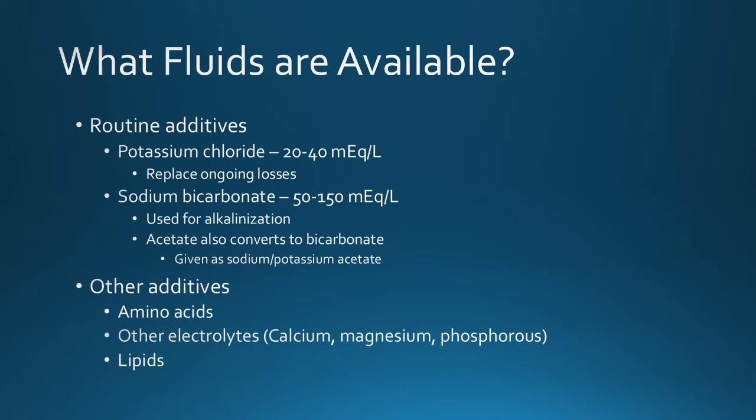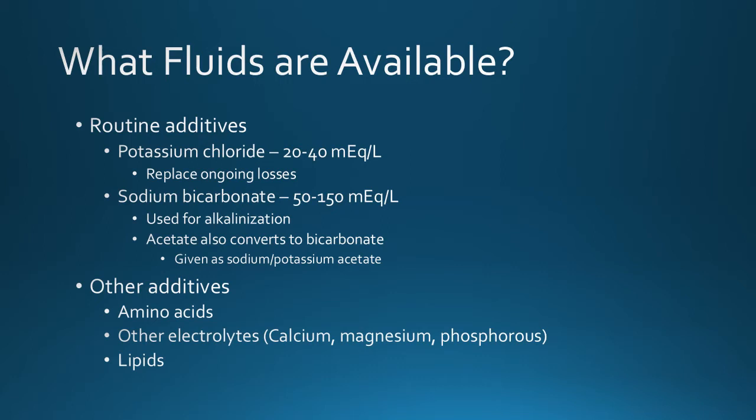Now, this is only going to be good for replacing ongoing losses. So if you have a potassium of, say, 2.5, this is not the way to fix that, right? You need to give a lot more than that. You need to give it in its own specific bag by itself, essentially. But if you're just giving it as maintenance fluids throughout the day, this is perfect. You can replace that pretty easily with that, or you can help to keep those ongoing losses from being too much.